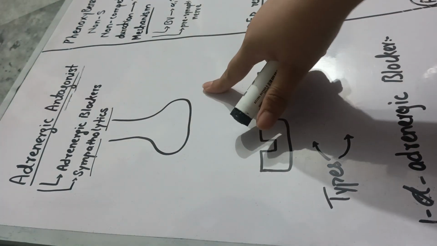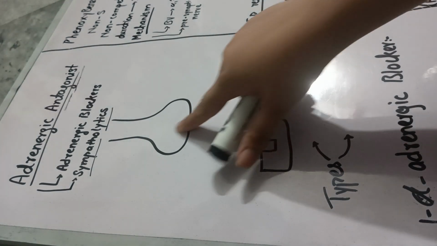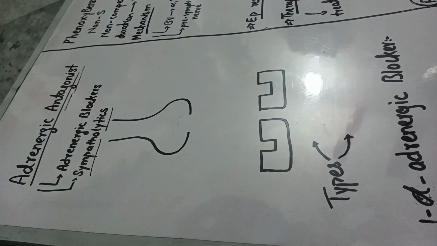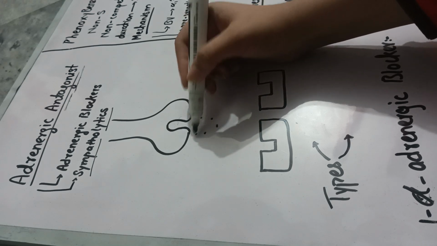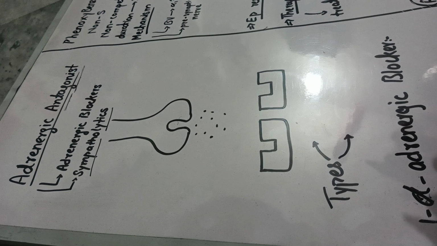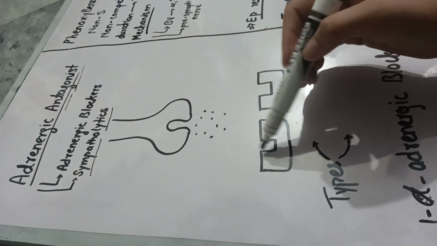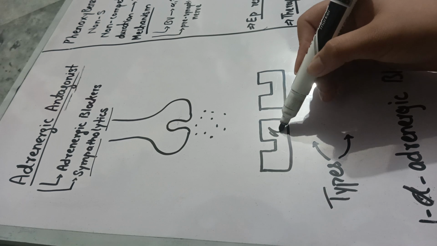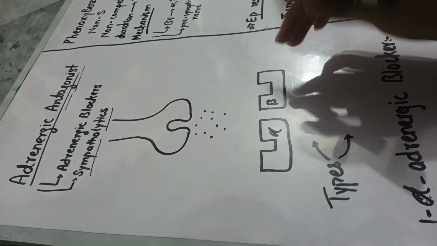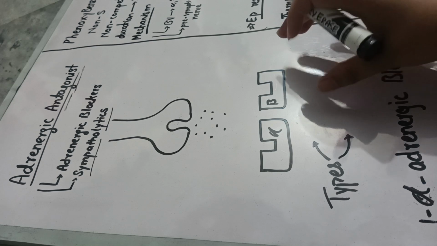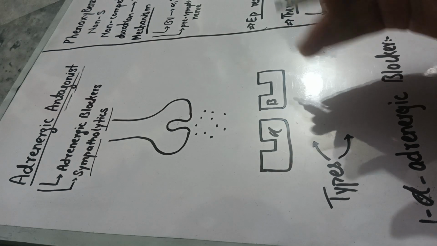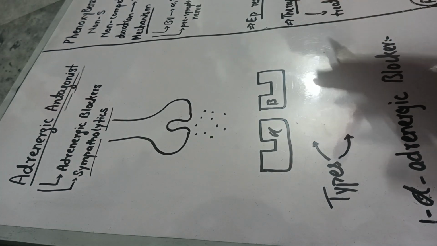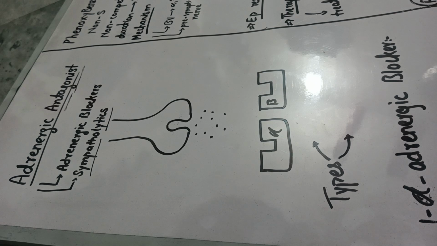So this is the neuron from which your norepinephrine will be released by the fusion of the vesicle. So this vesicle fuses with it and releases epinephrine. Okay, so now what is going to happen? This epinephrine will bind with two receptors. So this is the alpha receptor, and this is the beta receptor, which are the two types of adrenergic receptors present in your body. Alpha has two types, alpha 1 and alpha 2. Beta has three types, beta 1, beta 2, and beta 3. We have discussed this in the chapter on adrenergic agonists.